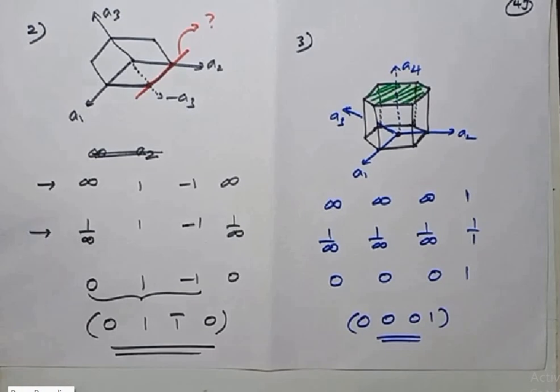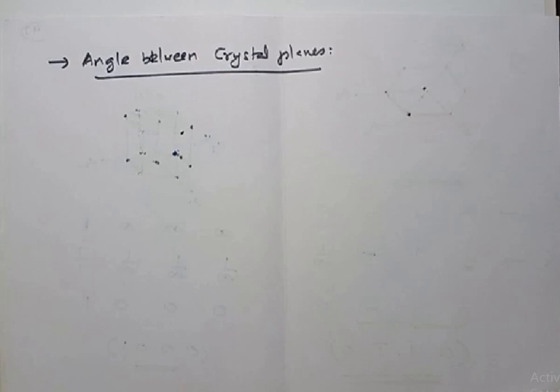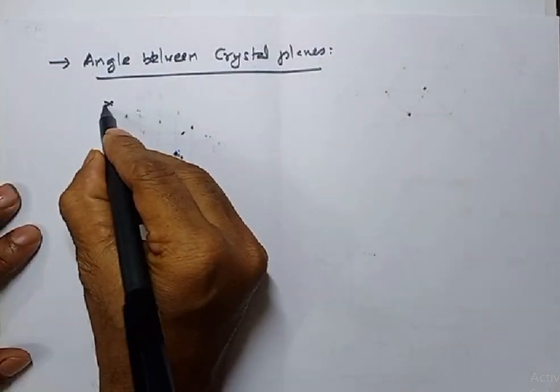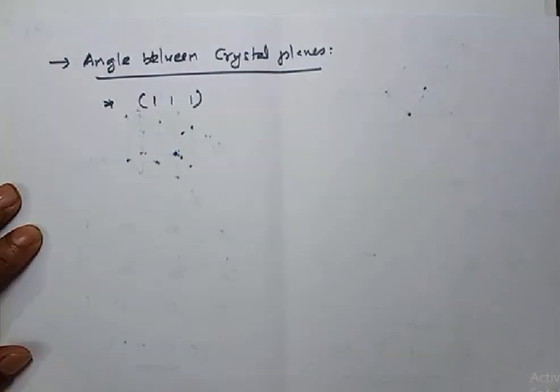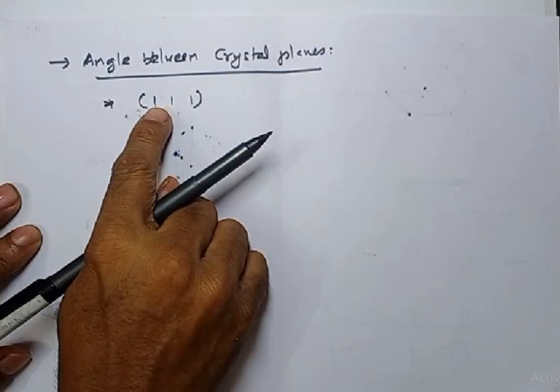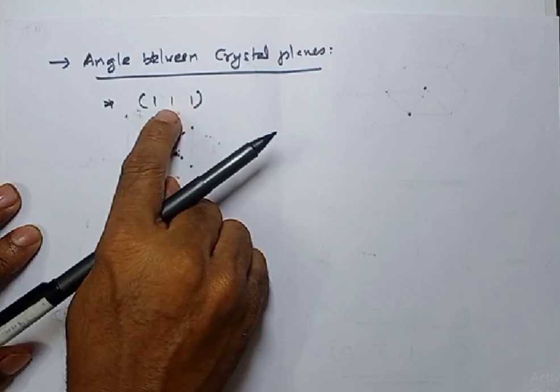Take two. How to find the angle between crystal planes? Before going to that, listen carefully. Suppose I give some plane like this, 1 1 1. What does it indicate? It cuts the x-axis, y-axis and z-axis at unit length.